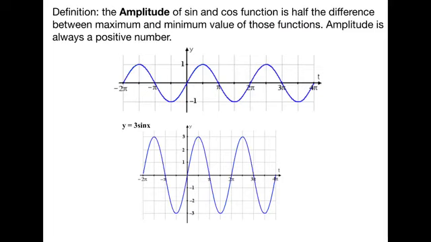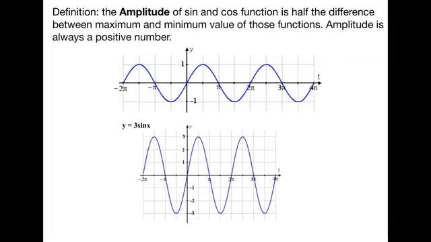And maybe possibly we will see some examples. So the first thing that we have here is the definition of the amplitude of the sine and cosine function. So what is amplitude? The amplitude of sine and cosine function is half the difference between the maximum and minimum value of those functions. So let's see, what is that? And amplitude is always a positive number.